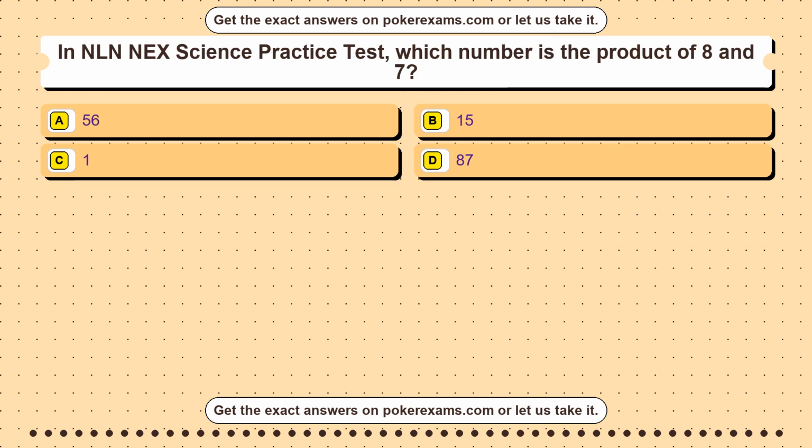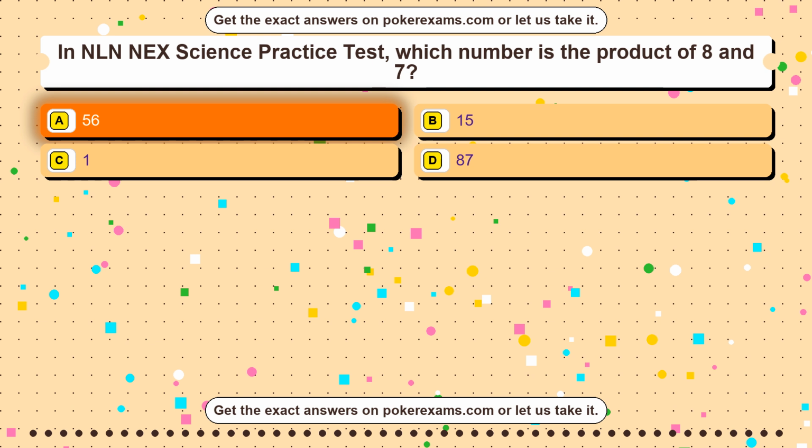Question 13. In get RLA practice test, which angle measures exactly 90 degrees? Option A. Right angle. Option B acute angle. Option C obtuse angle. Option D straight angle. The correct answer is option A.